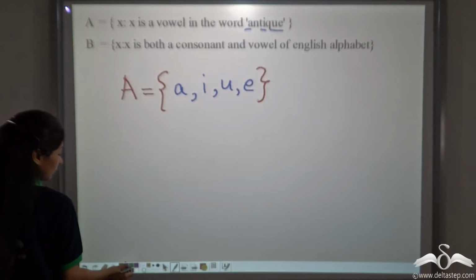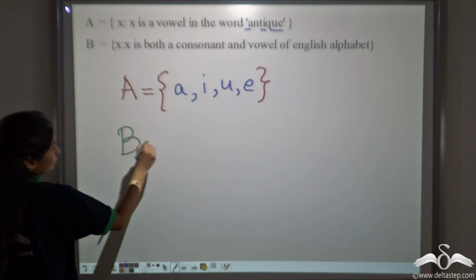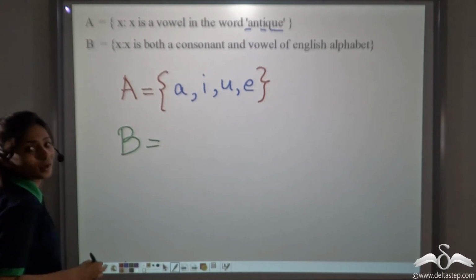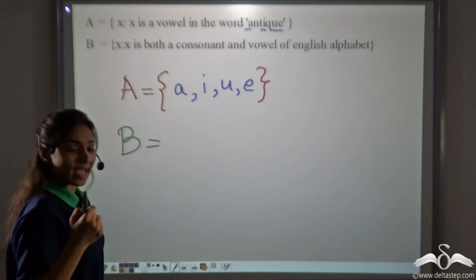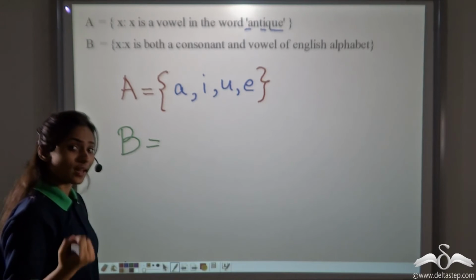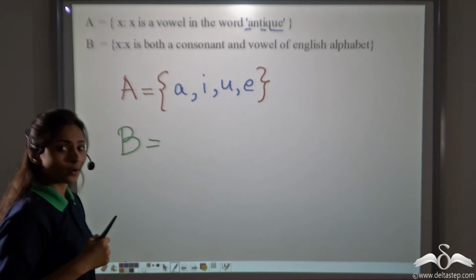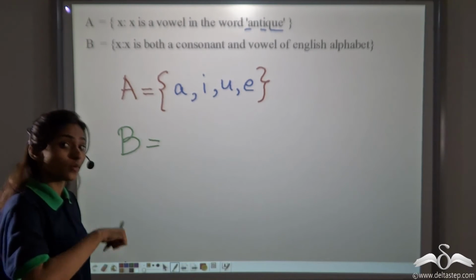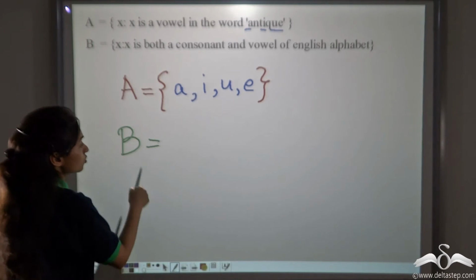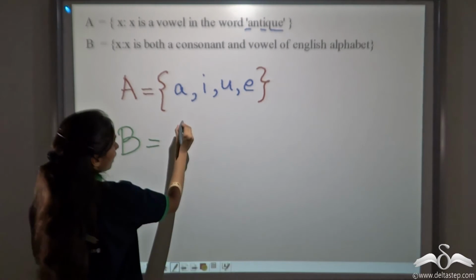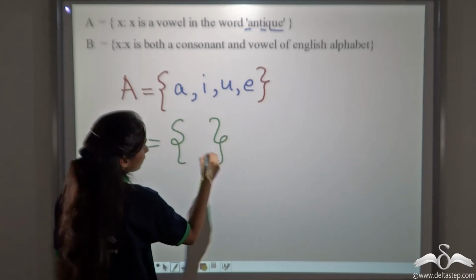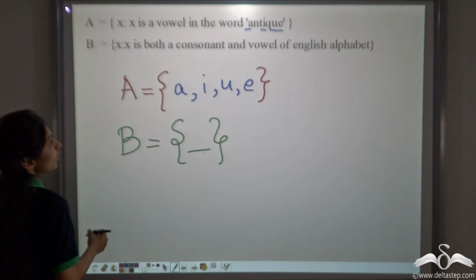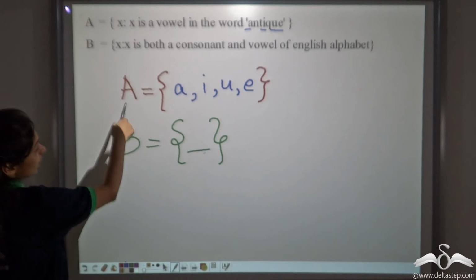Now what about B? It is both a consonant and a vowel of the English alphabet. Now, do you know if there is any alphabet which is both a vowel and a consonant? Well, think about it. No, there is no such alphabet which is both a vowel and a consonant. So what will be B? B will be an empty bracket. It has no elements.